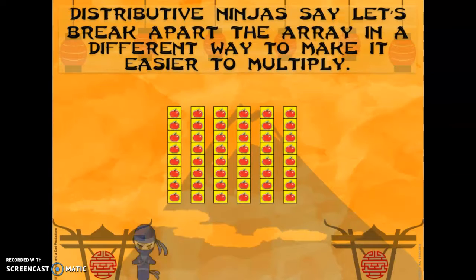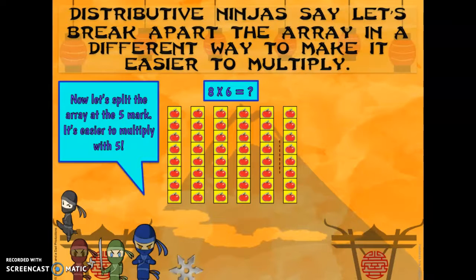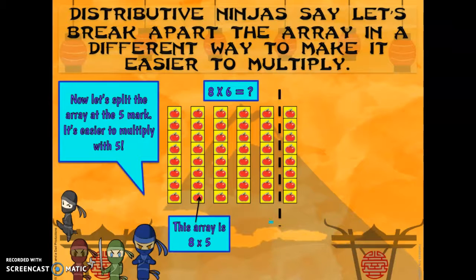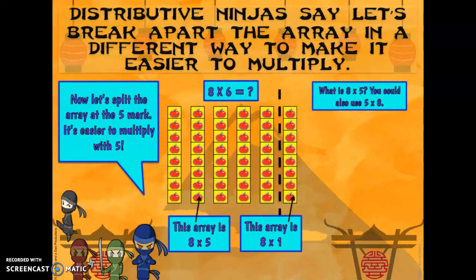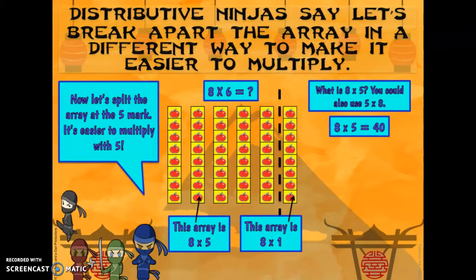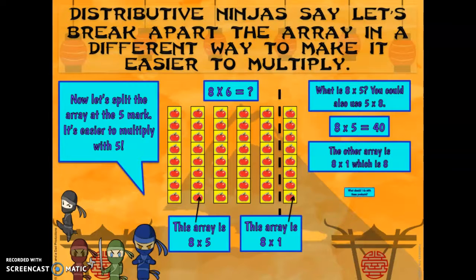Now we're going to look at this array, and we're going to see if there's a different way that we can split it up. Remember, I said we don't all look at things the same way. So this array, we're splitting that 6 up into 5 and 1. So what is 8 times 5? Or we could use 5 times 8. Now this is one where we can count on our fingers. We like counting by fives. We know that 8 times 5 is 40. And the other array is 8 times 1. We know because of the identity property that anything times 1 is itself, so 8 times 1 equals 8.